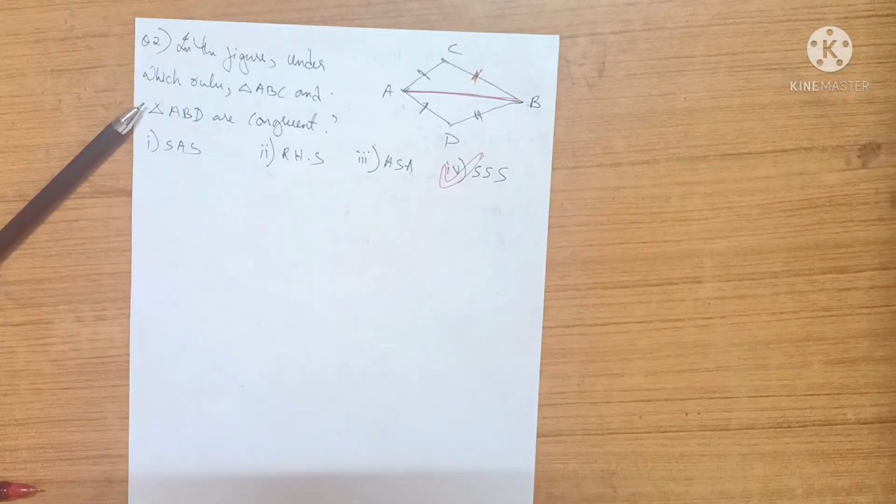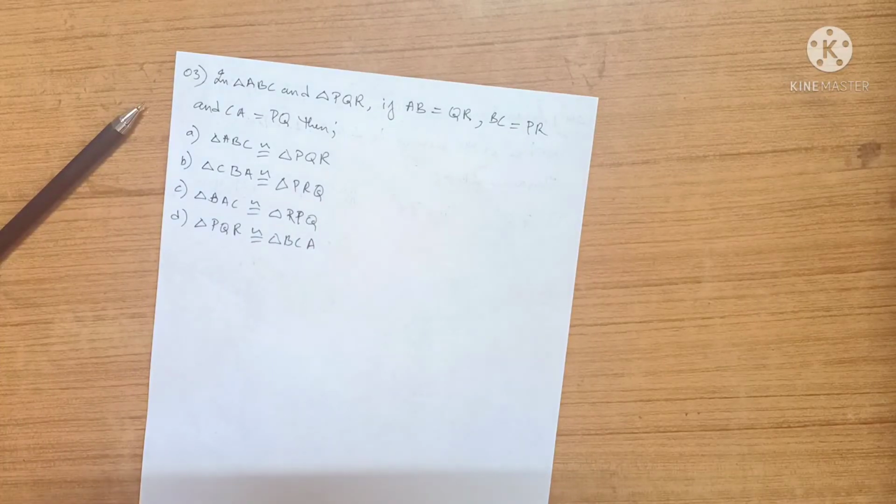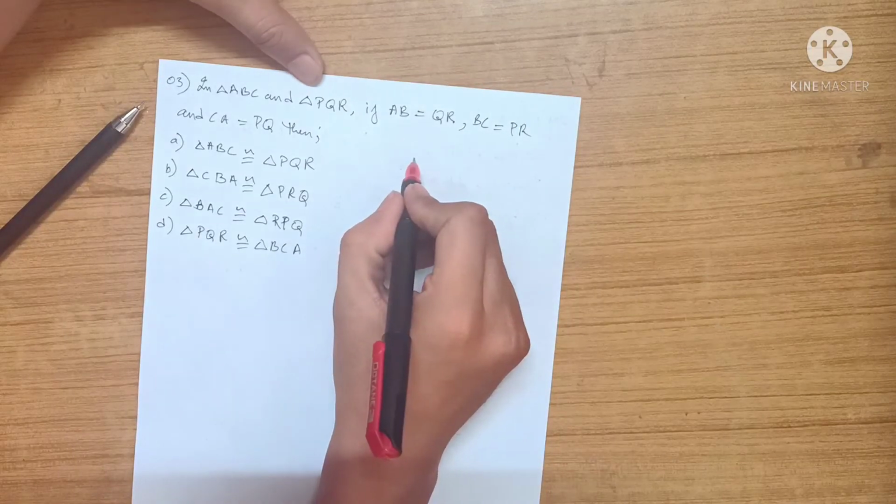Okay, let's do the next question. So in triangle ABC and PQR, let's just draw ABC first.